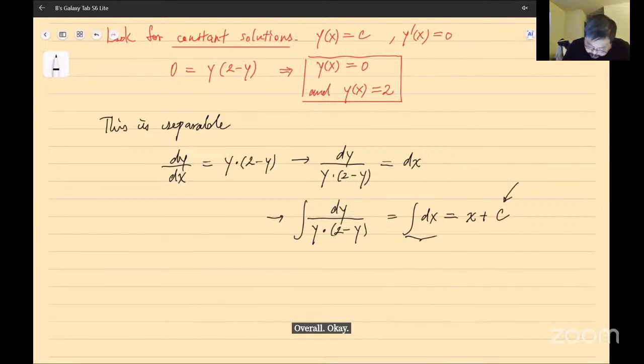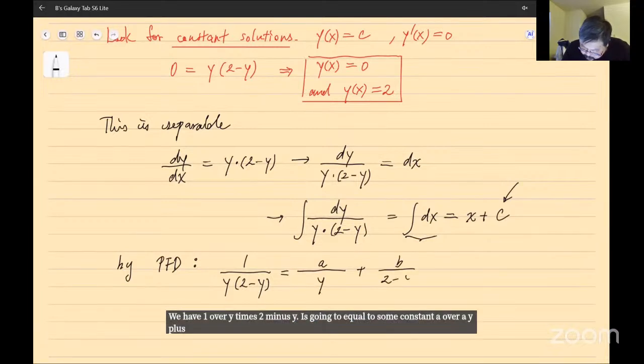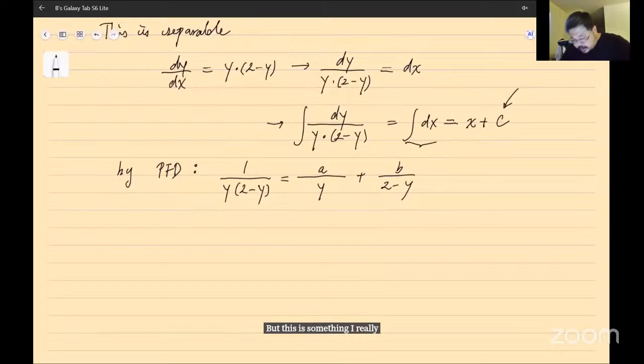So let's do partial fraction decomposition. By partial fraction decomposition, we have 1 over y times 2 minus y equal to some constant a over y plus b over 2 minus y. I'll just show you how to do this in case you forgot. But this is something I really hope you would review and recall.